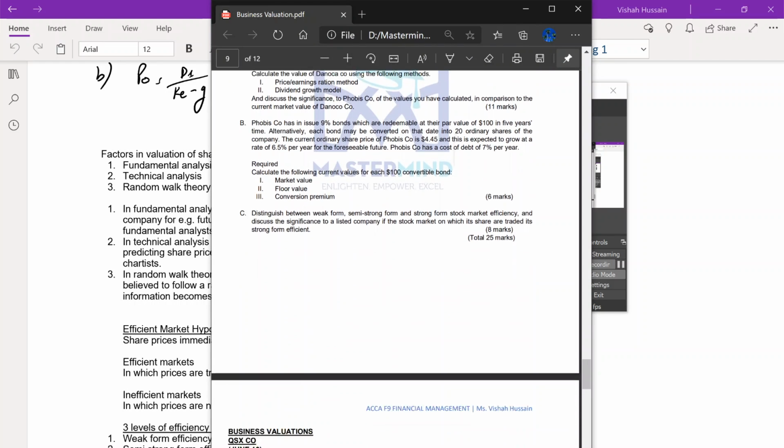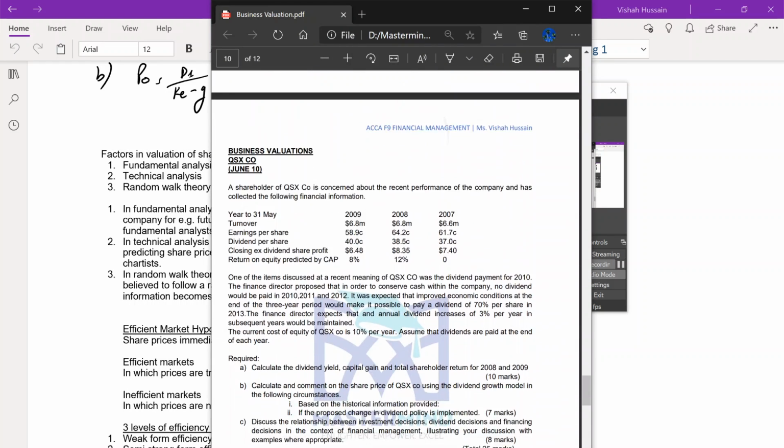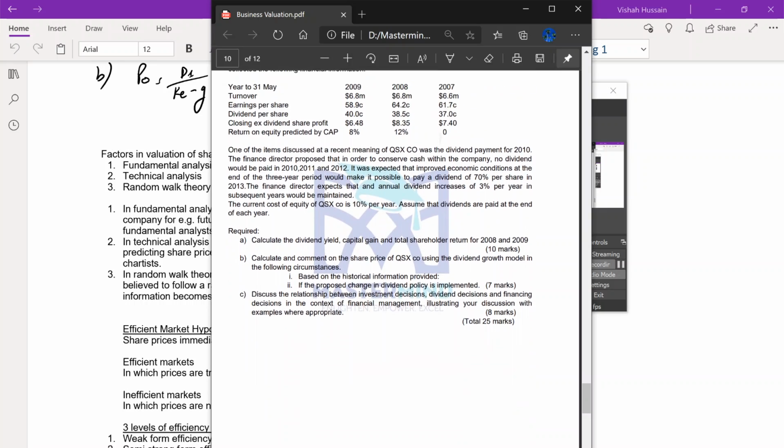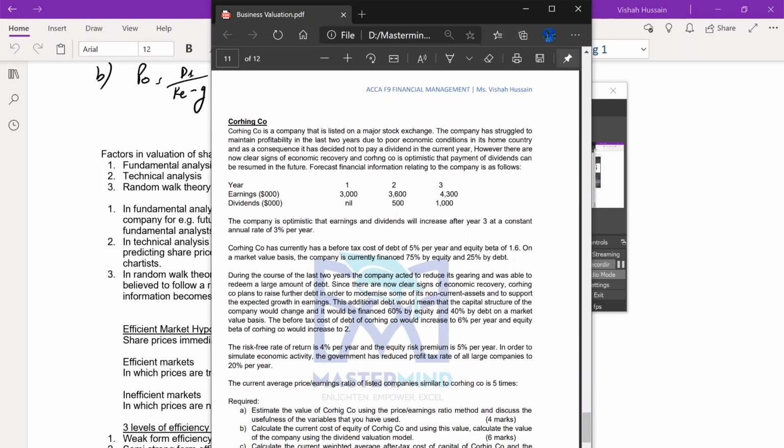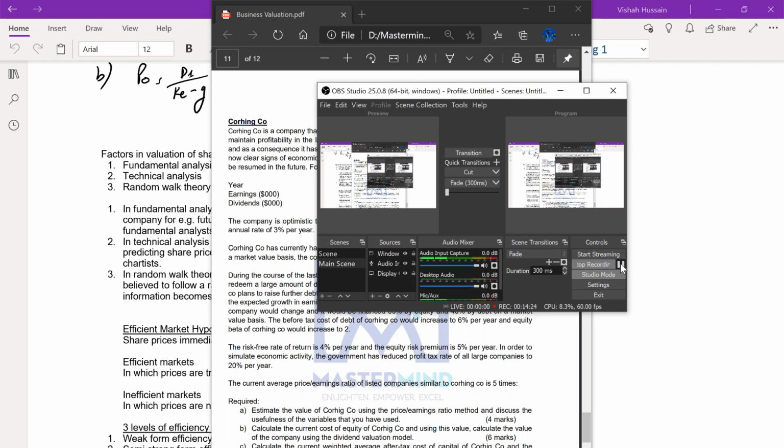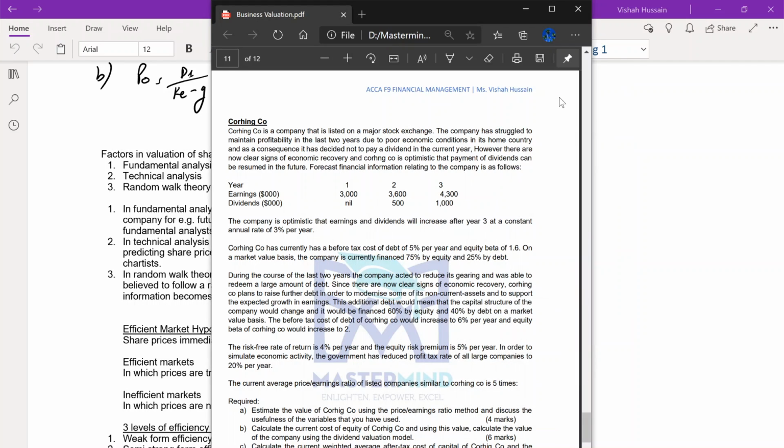After completing the Forbes question, you have to do QSX and the correct company. If you guys have any queries in any of them, please WhatsApp me and I'll explain it to you. But do complete these questions because these are very straightforward questions, and let me know then.